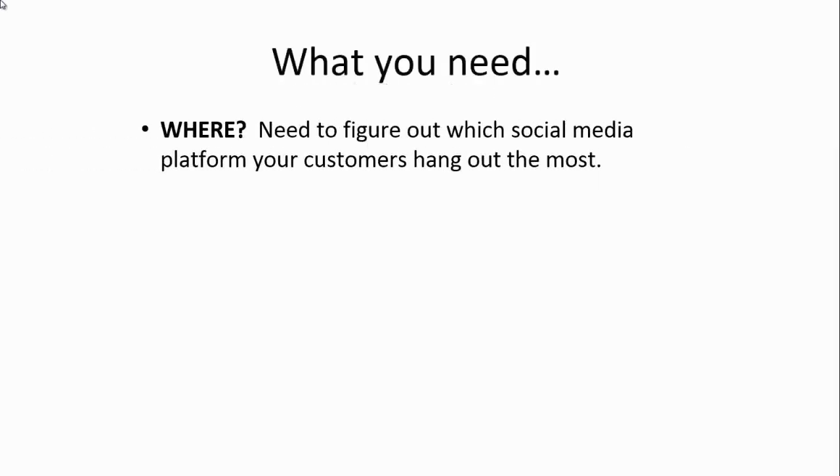Okay, so let's talk about what you need. We talked about how you need to figure out which social media platform your customers hang out the most. We won't only discuss different social media platforms, but we'll discuss how you can figure that out by analyzing your competition. Instead of trying to reinvent the wheel, you are simply figuring out what is working for your competition already, who have most likely already paved the way. Based on that, you can figure out where your customers are hanging out.